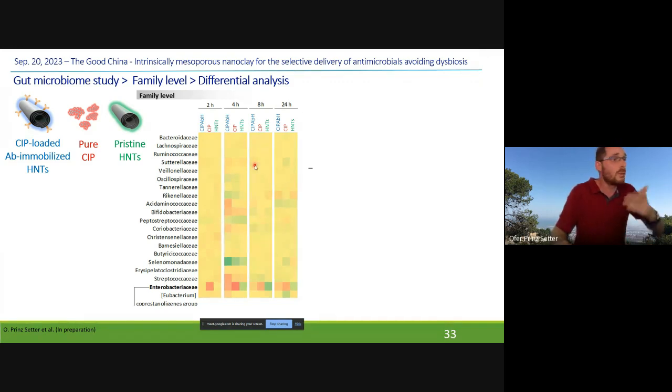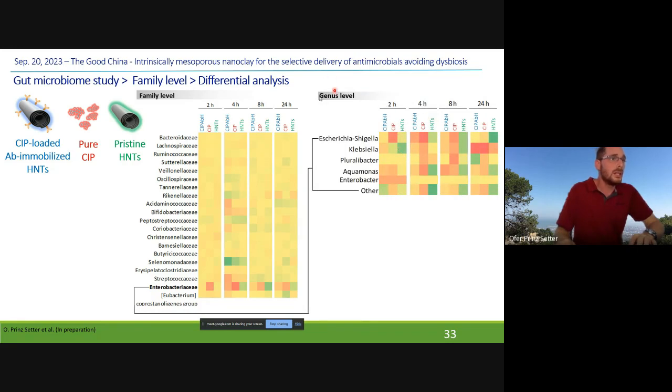So you can see that for most taxa, there's not much of a difference over time, except Enterobacteriaceae, which is actually the family which is most susceptible to ciprofloxacin. And in the literature, we have a lot of data about how ciprofloxacin is harmful to this very important family. But going into the genus level, into this family, we can see that our loaded clay also inhibited, but only the target genus, Escherichia, in this family. However, the ciprofloxacin indiscriminately harmed and inhibited the entire family.